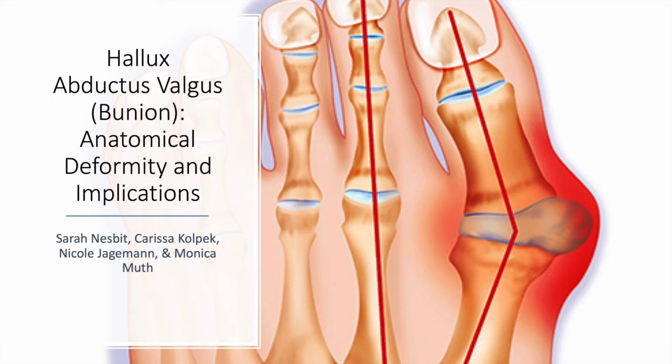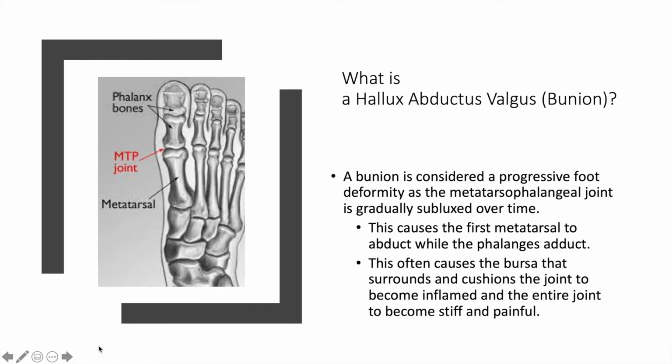So our group's topic is Hallux Abductus Valgus, or a bunion, more commonly known as, and its anatomical deformity and implications. So what is a Hallux Abductus Valgus, or a bunion?